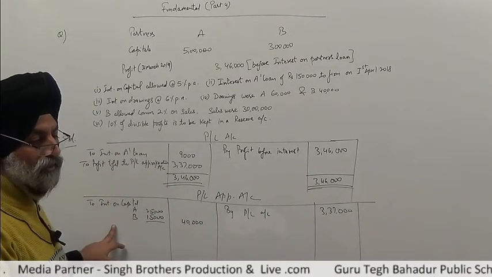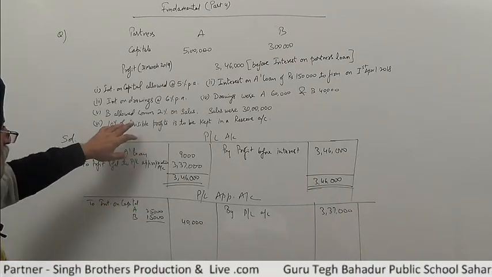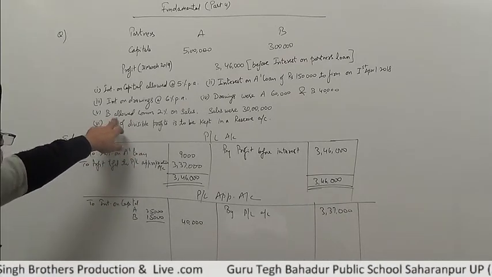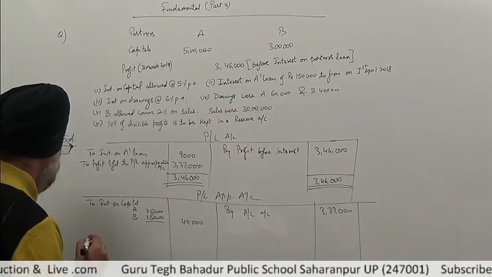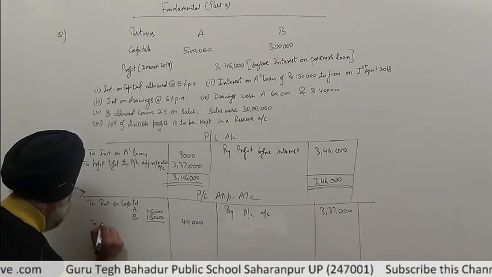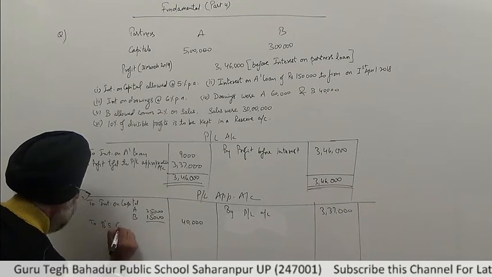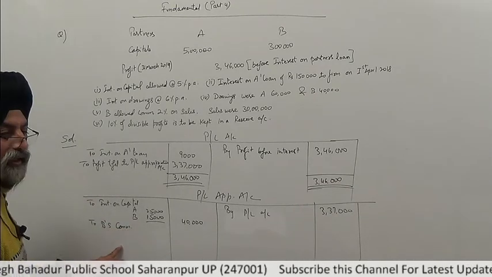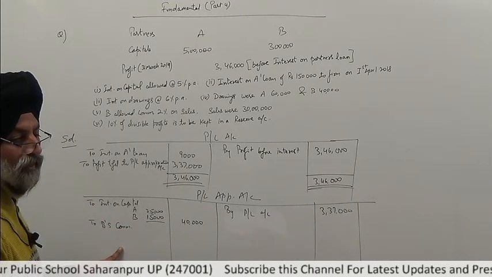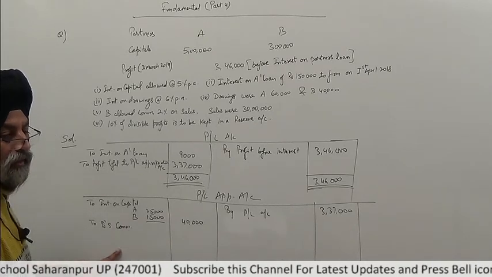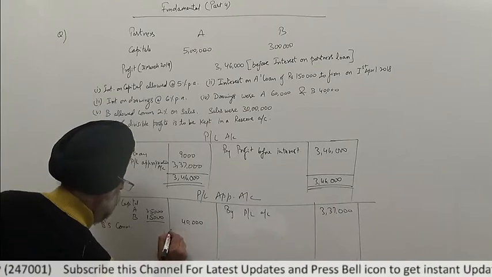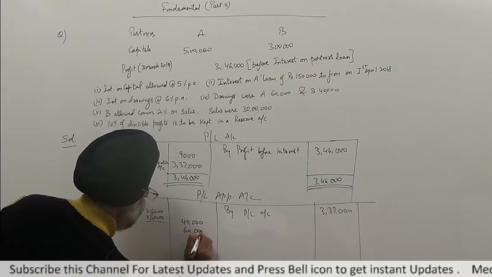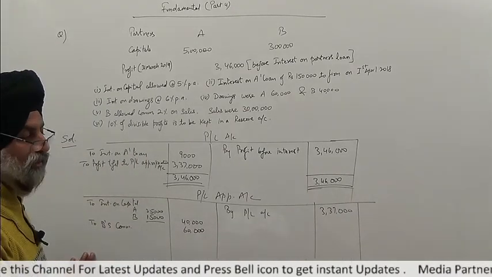Now come to the next, commission to B. It is given in the question that B is allowed 2% commission on sales. Sales worth 30 lakh. So B's commission amounts to rupees 60,000, 2% of this 30 lakh. Now next come to reserve account.